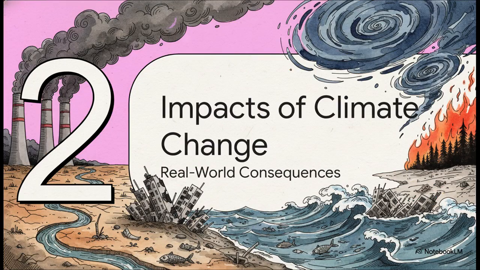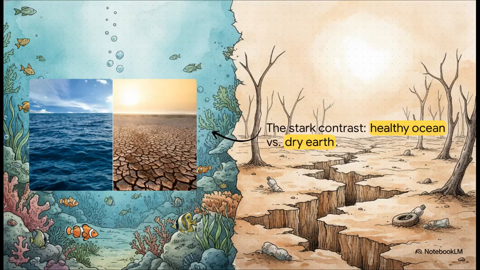Moving on to Section 2, impacts of climate change, the real-world consequences. The stakes here are physical and honestly undeniable. We are witnessing a shockingly rapid transition from thriving, balanced ecosystems to severe resource depletion. The harsh contrast between a resilient, healthy hydrosphere and an arid, cracked, degraded Earth isn't just hypothetical anymore. It's the current trajectory of affected regions right now.